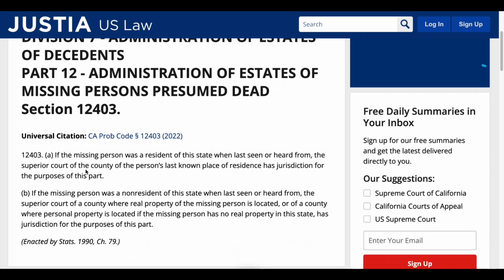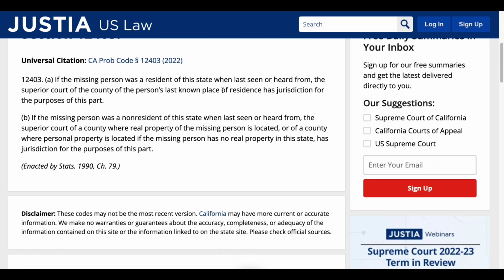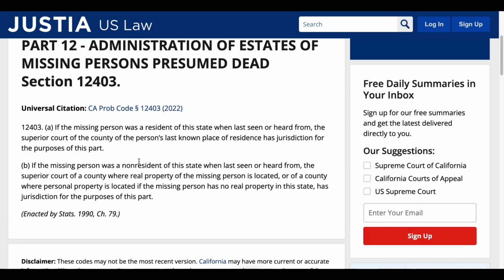Let's see. Presumed dead or missing. It says if the missing person was a resident of this state when last seen or heard from, the superior court of the county of the person's last known place of residence has jurisdiction for the purposes of this part. It says if the missing person was a non-resident of this state when last seen or heard from, the superior court of a county where real property of the missing person is located, or the county where personal property is located, if the missing person has no real property in this state, has jurisdiction for the purpose of this part. See, bottom line, they're able to administer your estate because you're presumed missing.